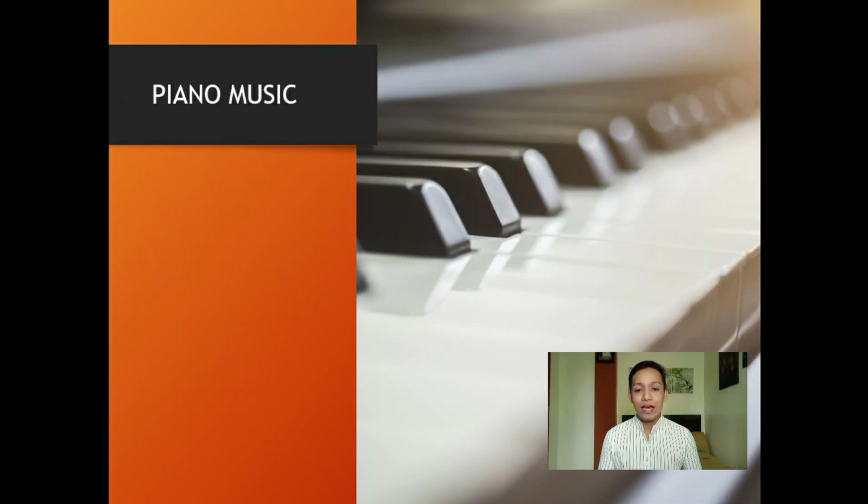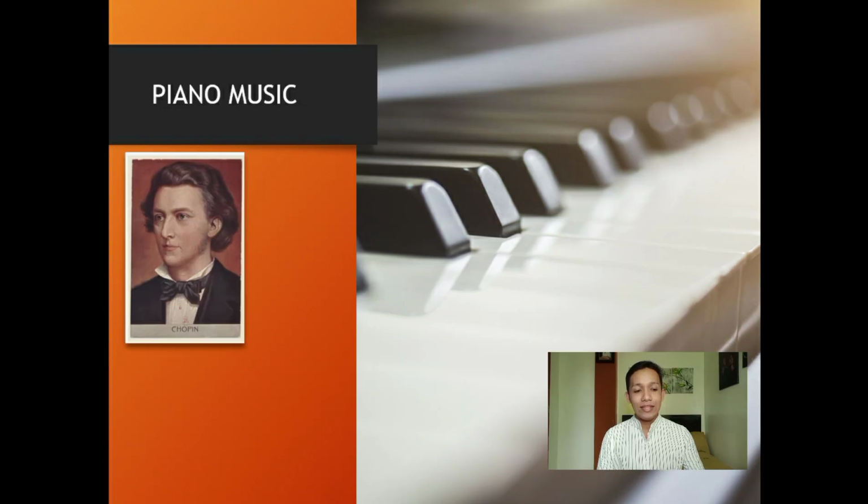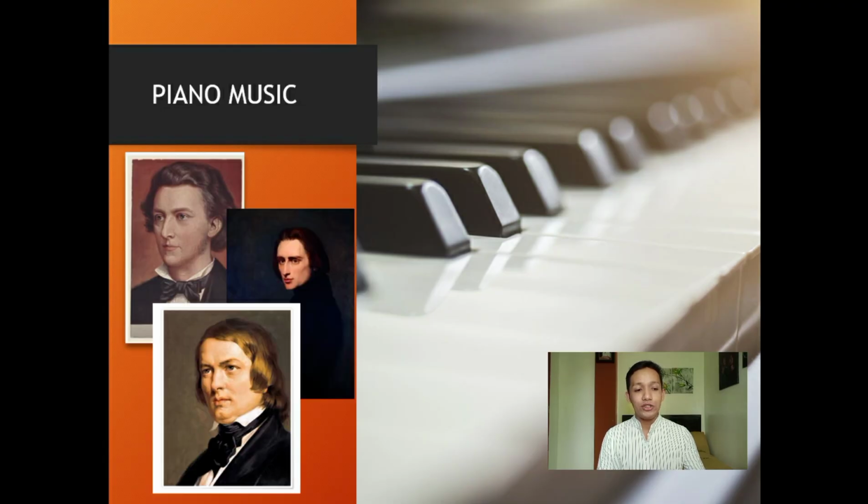Now let us proceed to piano music. Piano music during the Romantic era is dominated by 3 prominent composers. These are Frédéric Chopin, Franz Liszt, and Robert Schumann.